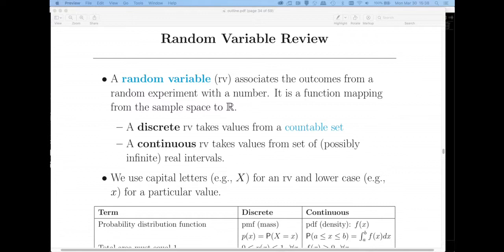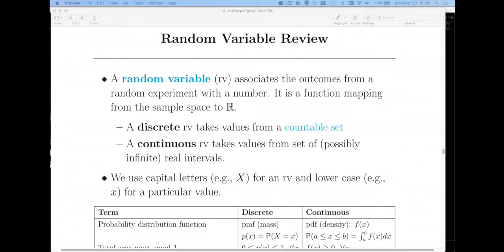What we're going to focus on is the random variable. So what is a random variable? Well, quite simply, random variables are functions. They're functions from the space of outcomes that can occur from some random experiment to the set of real numbers. So let me give you a concrete example of this.